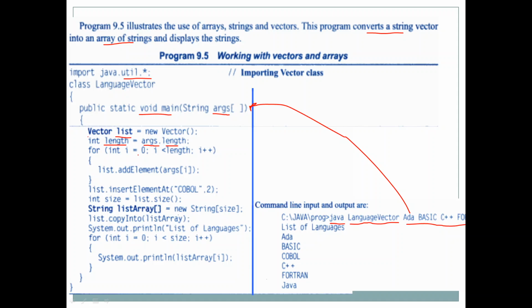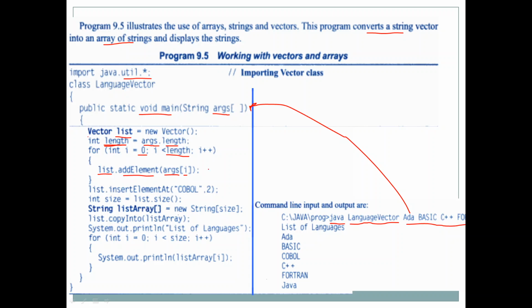For int i equals 0, i less than length, so length is this length variable, i plus plus. Inside this for loop we have done list, that is our vector name, dot addElement. The method used is addElement, and what are we adding? args of i. The initial value of i is 0, so args of 0. As I have told you, command line arguments are stored in args, it is an array, and the first value from args, that is args of 0, we are adding into our vector.